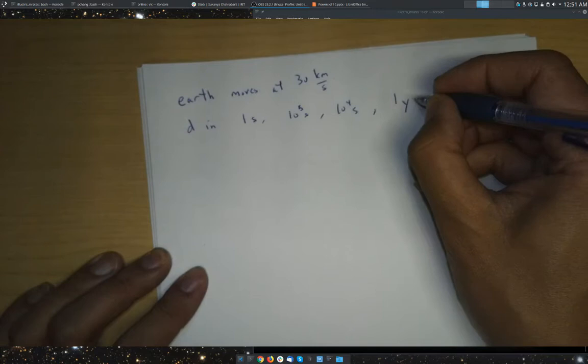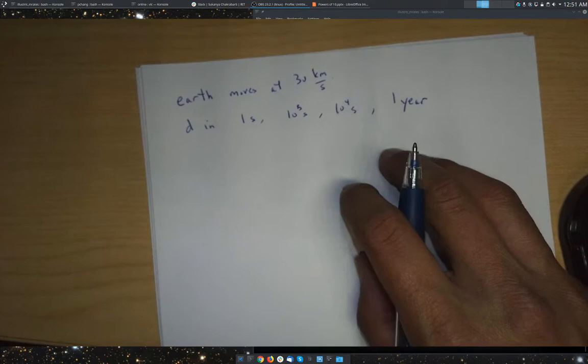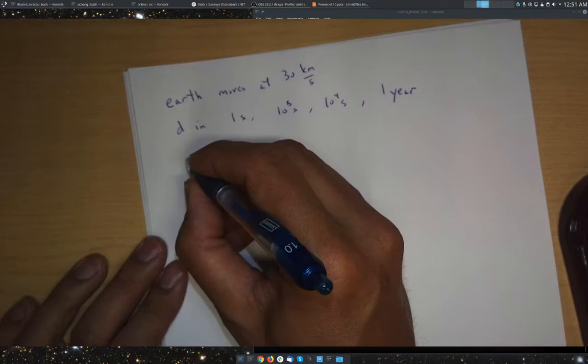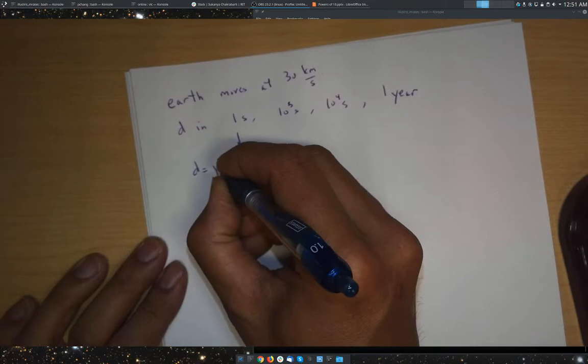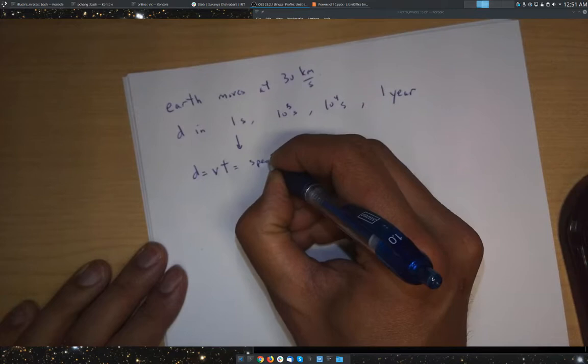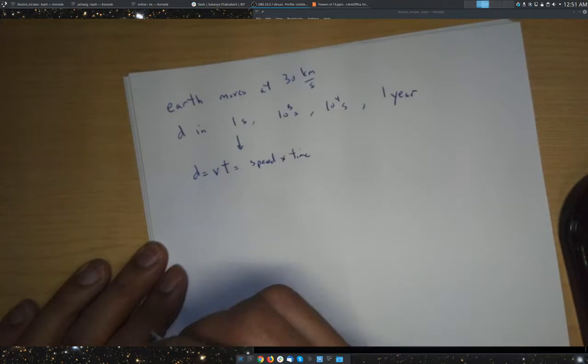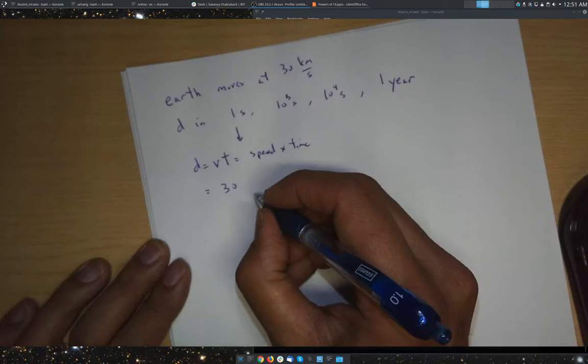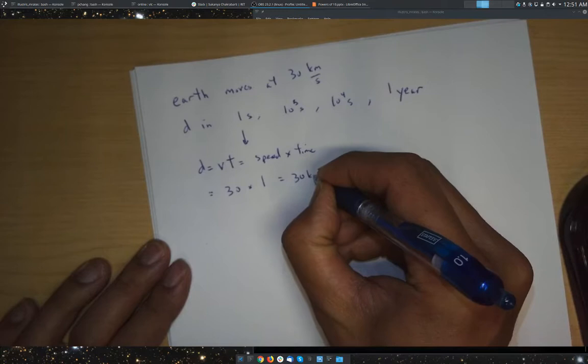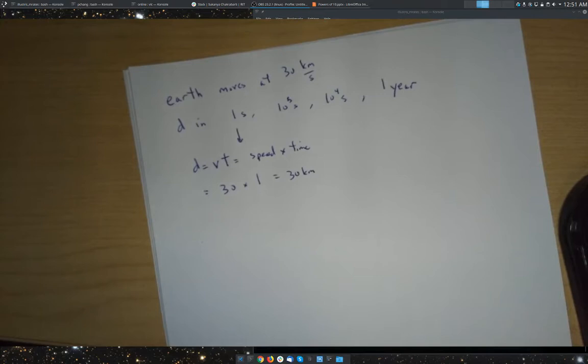So let's try the first one. For 1 second, d is equal to the velocity times time, or the speed times time. The time is 1 second, the speed is 30 kilometers per second. So it's 30 kilometers per second times 1 second, which is 30 kilometers. So Earth moves pretty fast. 30 kilometers is not a small amount. 30 kilometers is about what?